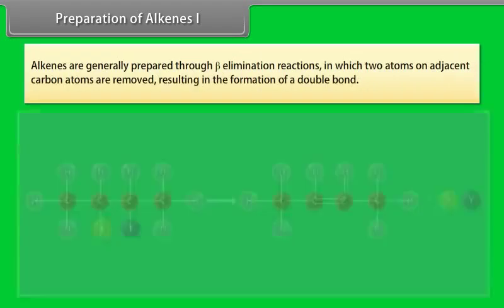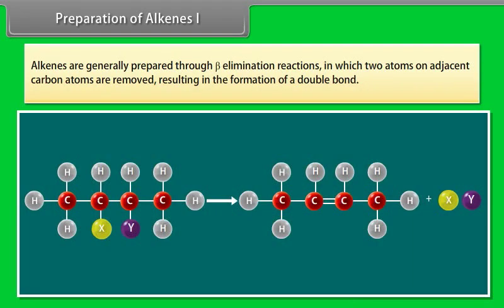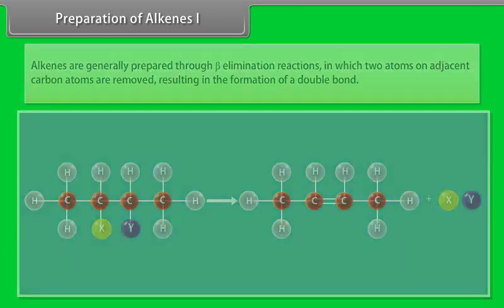Preparation of alkenes, Part 1. Alkenes are generally prepared through beta elimination reactions, in which 2 atoms on adjacent carbon atoms are removed, resulting in the formation of a double bond.